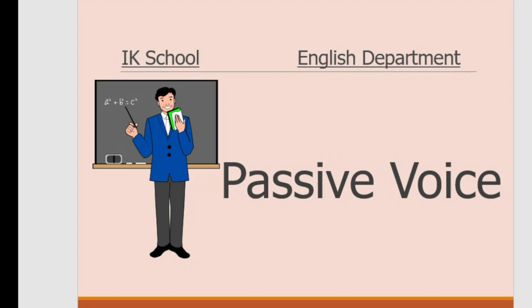Open your students book page 73. Our lesson today is devoted to grammar, particularly the passive voice. So we have got one objective for our lesson for today. That's to learn, use, and practice the passive voice. Now let's get started.